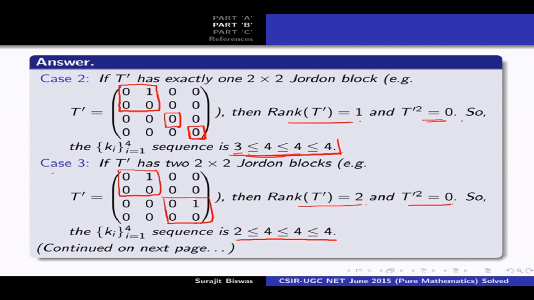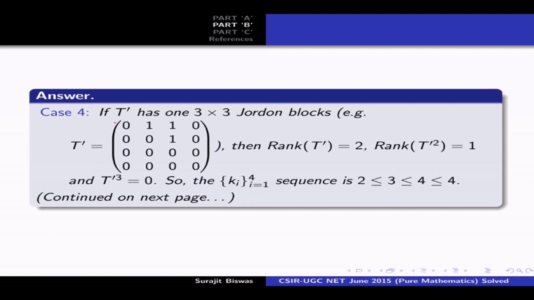The next case is 4. If T dash has one 3x3 Jordan block, then for example if T dash is equal to this, then the rank of T dash is equal to 2, and we can compute T dash square, and from there we will get the rank of T dash square equal to 1 and T dash cube would be equal to 0, so the Ki sequence here would be 2 less or equal to 3 less or equal to 4 less or equal to 4.